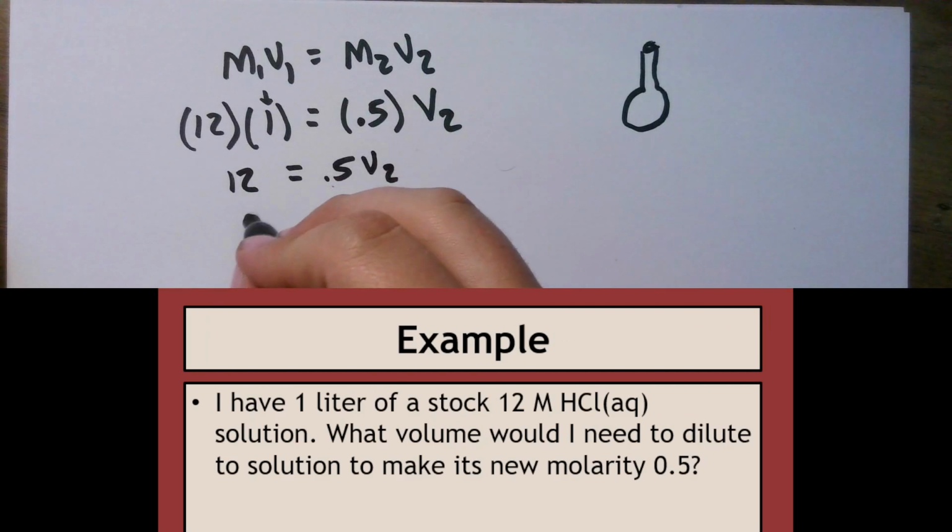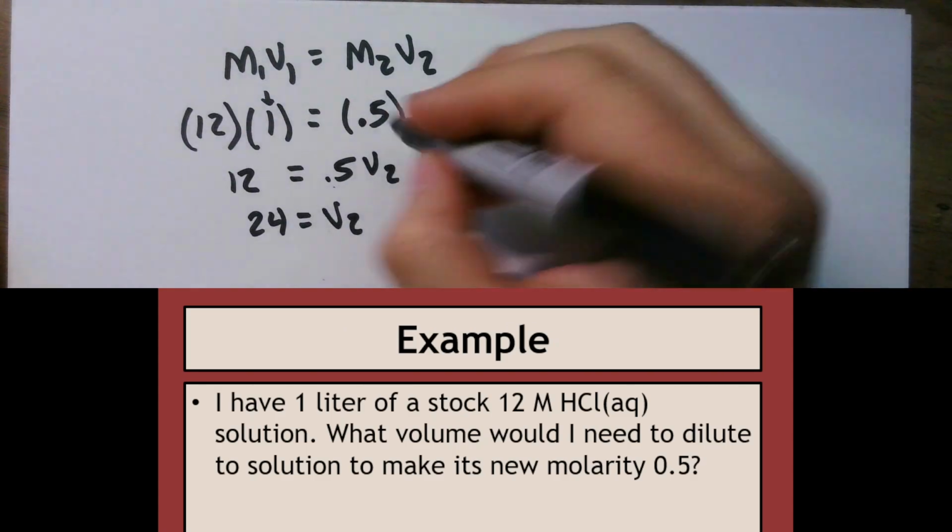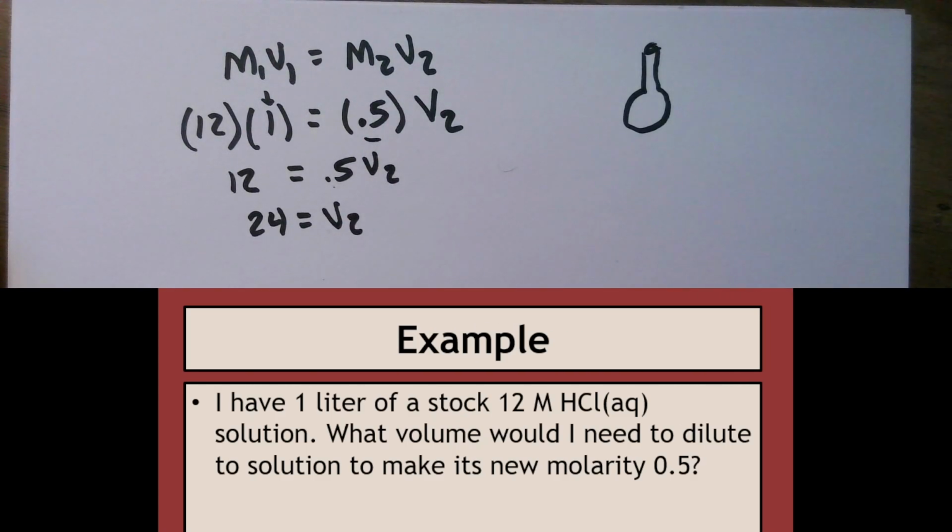Divide by 0.5, 24 equals V2. So if I take this solution that's normally 1 liter and add water, I would add 23 liters of water until you have a total volume of 24. Then your new concentration, because you added so much water, would be 0.5. So it's another way to use this formula.